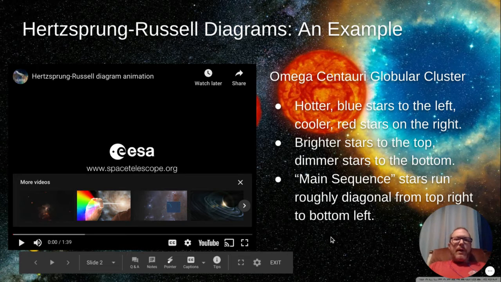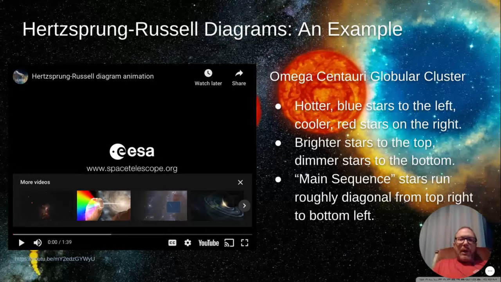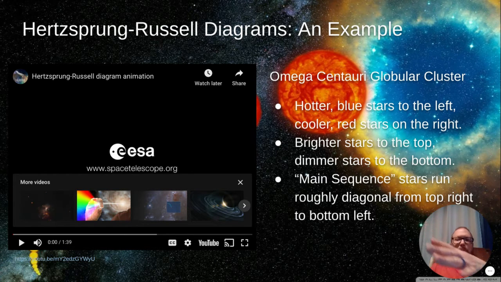So like you saw right there, it did a really good job of summarizing the sorting of stars according to their brightness on the vertical axis and their temperature, reversed, on the horizontal axis. And so you also saw how most of the stars in that particular cluster were on the main sequence, which was in that diagonal from the top down to the bottom right.